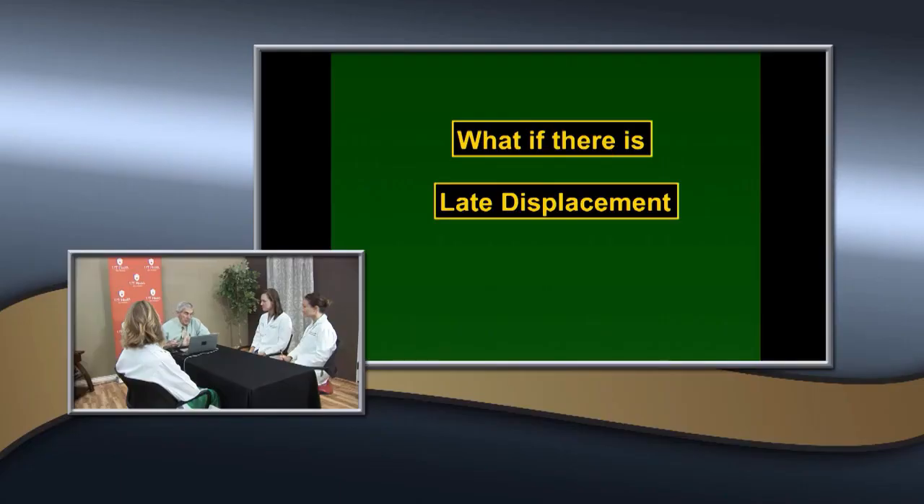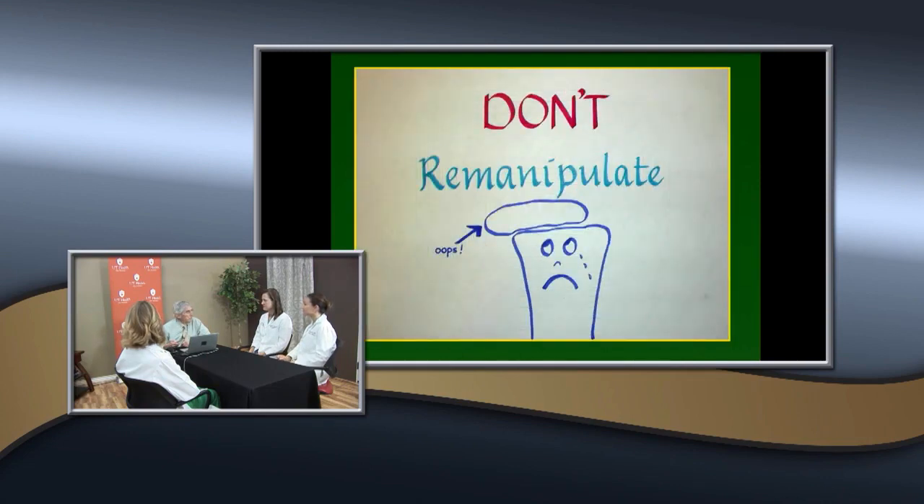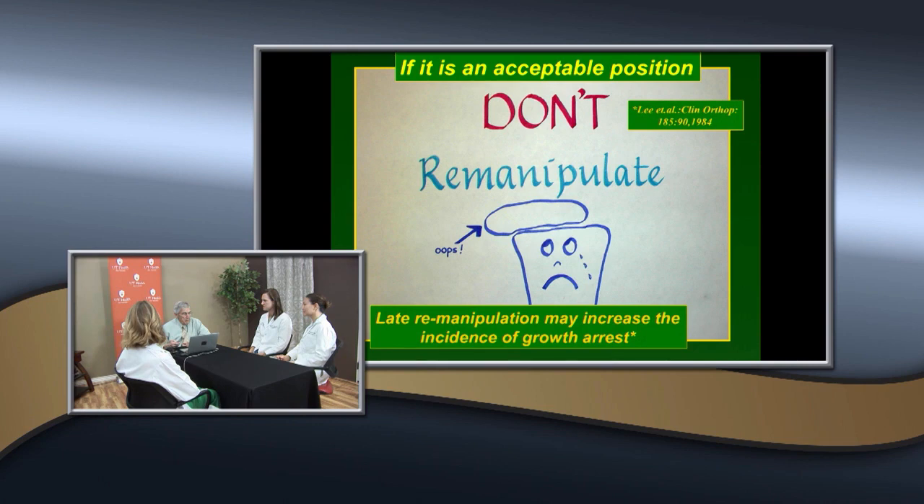So, what are you going to do if there's late displacement? Suppose it comes in at 2 weeks. You going to leave it alone? Well, we just showed that you get good remodeling, and we had a good example in the first session. So if it's in an acceptable position, what happens if you re-manipulate? What does it take to re-manipulate if it's been there for 2 weeks? It takes a lot of pressure, a lot of force to re-manipulate that, and because of that, you have a higher incidence of growth arrest.